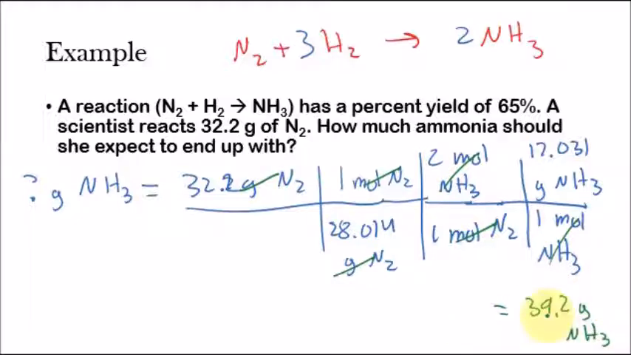Okay, so this is the theoretical yield. It's assuming that the percent yield is 100%, that all of the N2 is reacting and forming NH3. So now let's solve for the actual yield, which is what this question is asking for.